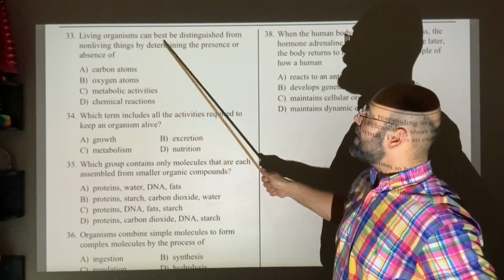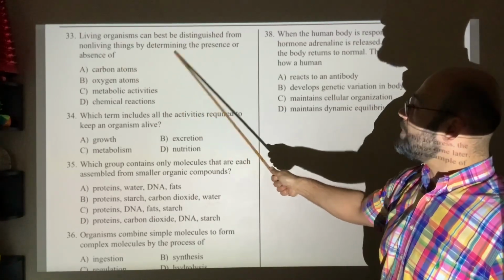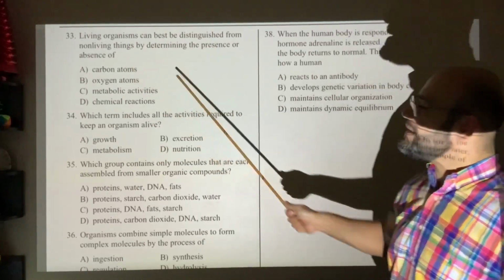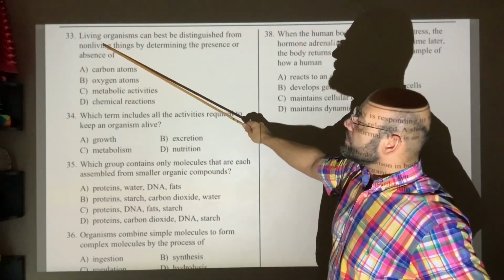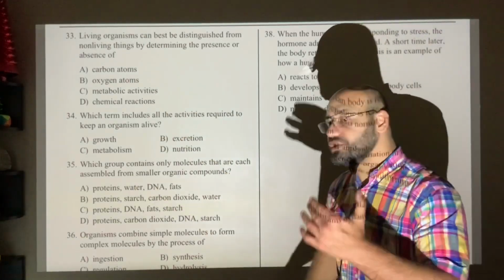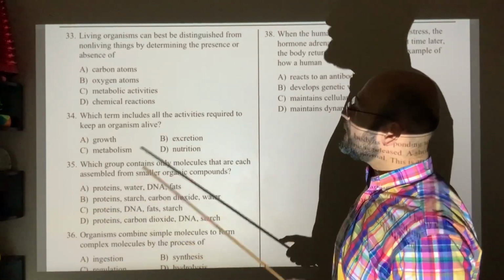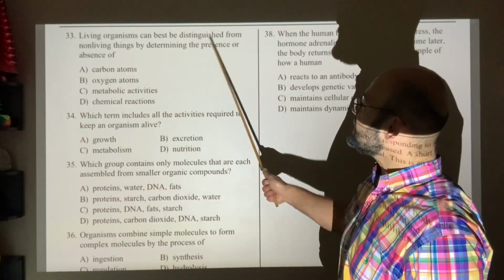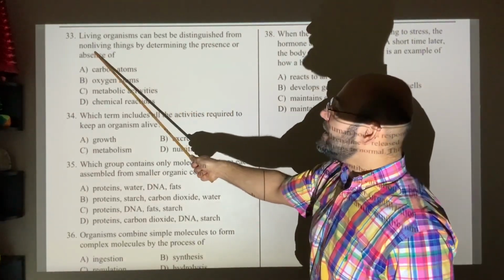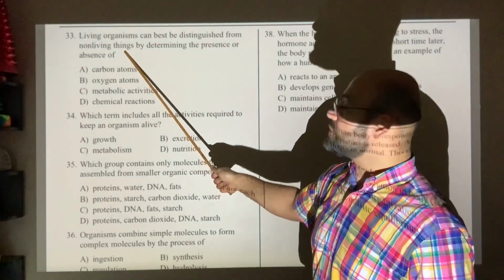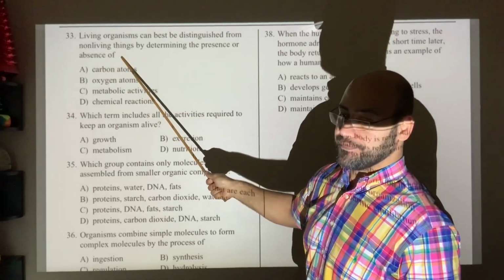Living organisms can best be distinguished from non-living things by determining the presence or absence of. So basically, without going any further, at this point, we have to interpret the statement correctly. The statement is telling us that there is a difference, distinguish, between living organisms and non-living things. Once an organism stops living, it becomes a non-living thing.